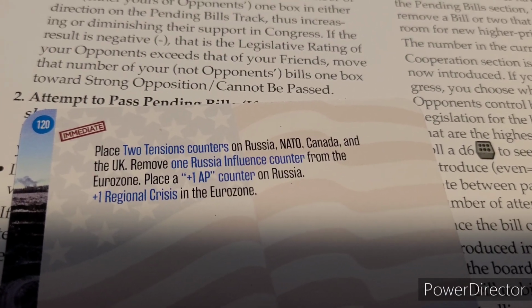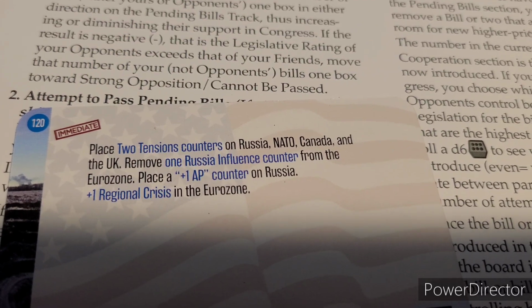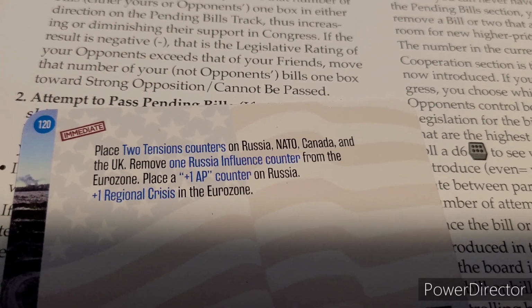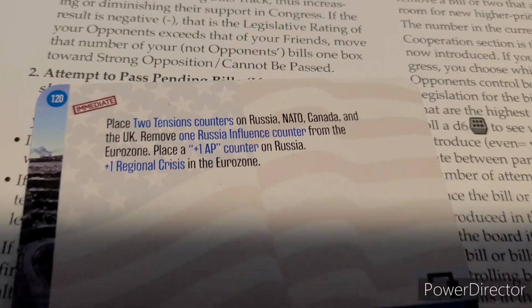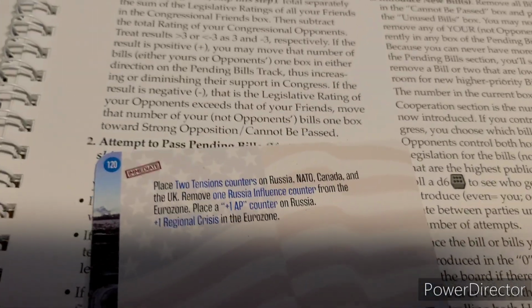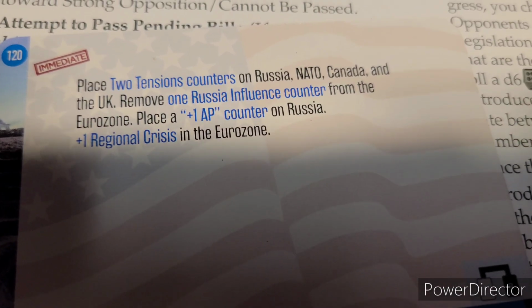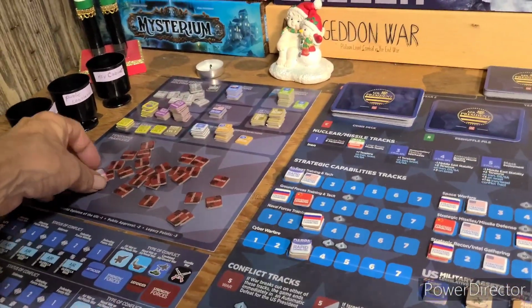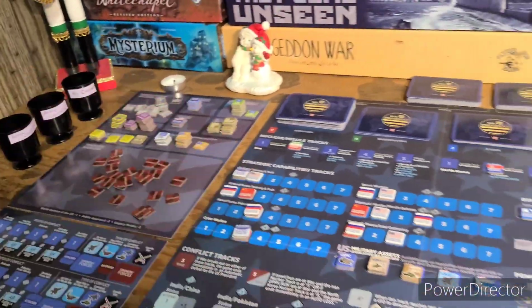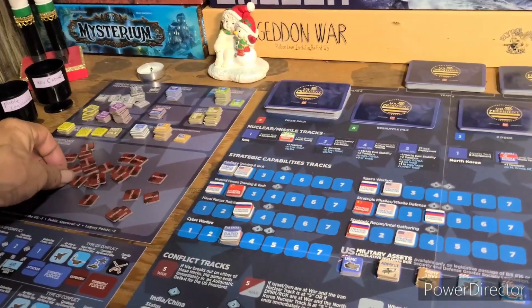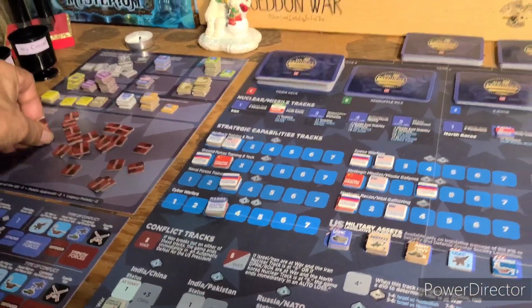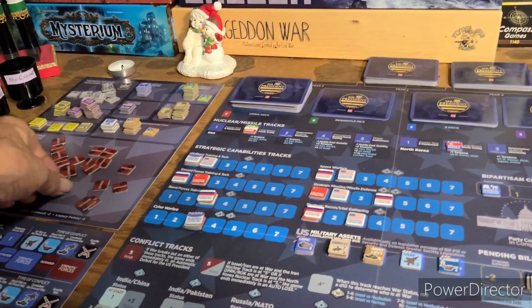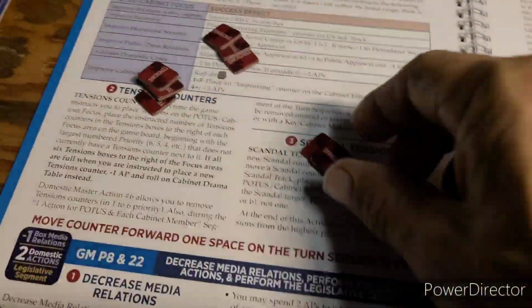Ooh, 2 Russian tension counters. 1, 2, 3, 4, 5, 6, 7, 8. Wow. Ain't that a bitch? What happened there? They're really clashing. All right, hold on. 2 Russian counters on Russia, NATO counters. 1, 2, 3, 4, 5, 6, 7, 8. We're grabbing us some tensions. 2, 3, 4, 5, 6, 7, and 8. All right, let me place these appropriately in their spots.